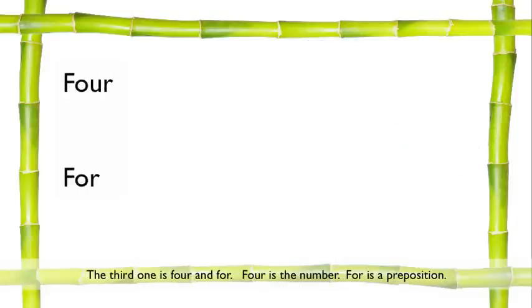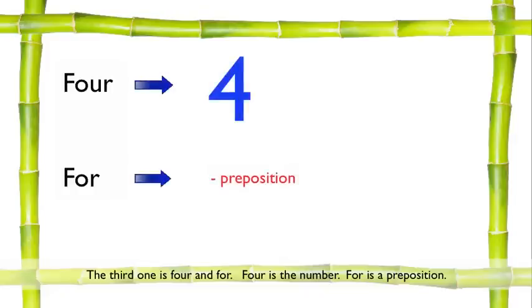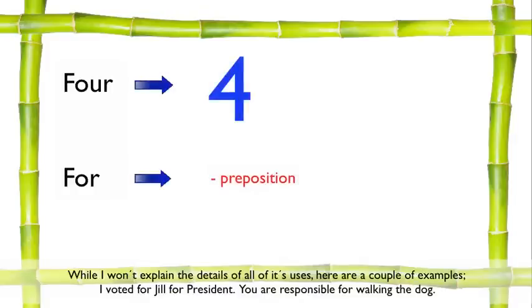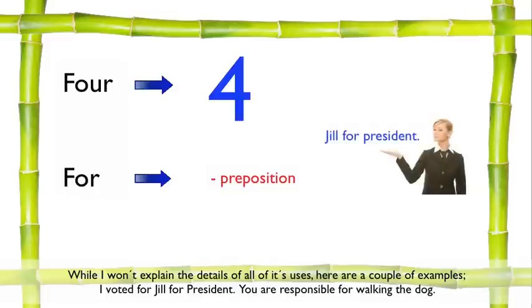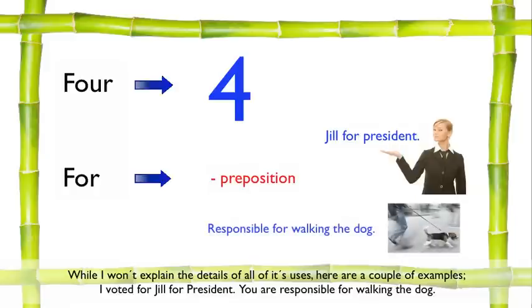The third one is four and for. Four is the number. For is a preposition. While I won't explain the details of all of its uses, here are a couple of examples. I voted for Jill for president. You are responsible for walking the dog.